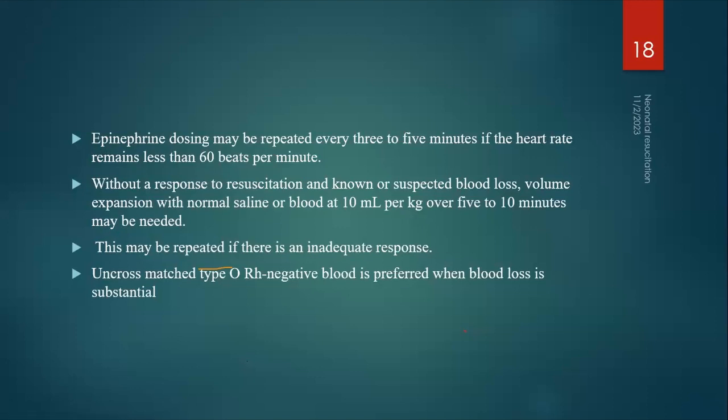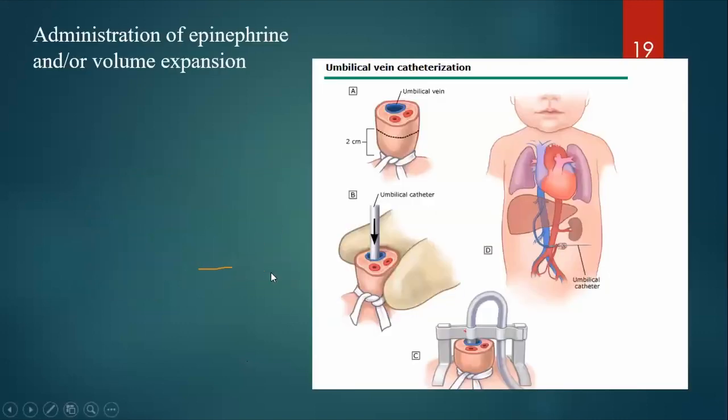Hypovolemia resuscitation should be done with normal saline, blood, or Ringer's lactate. For patients suspected to have blood loss, such as placental causes or birth trauma, Rh negative cross-matched blood is preferable. For those without overt evidence of blood or volume loss, normal saline or Ringer's lactate is preferable. So we need access for administration of epinephrine or volume expansion.